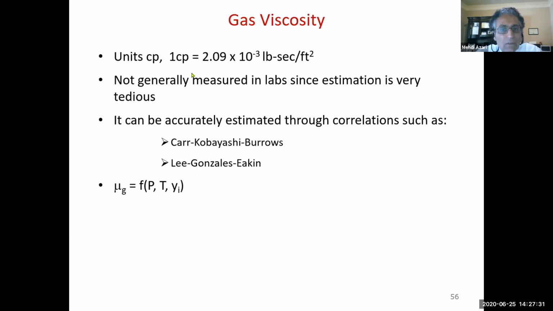Now gas viscosity, again in units of centipoise, and if somebody wants to know what the English unit is, it is 2.09 times 10 to the minus 3 pound-second per foot squared. Viscosity you measure in the lab, and then these are some of the correlations: Carr-Kobayashi-Burrows, or Lee-Gonzalez-Eakin.